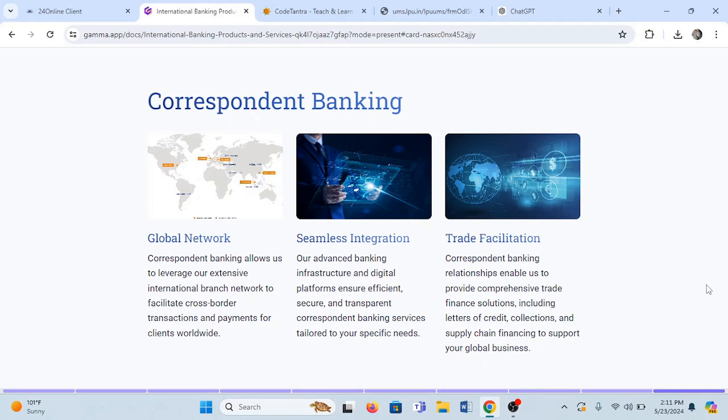Now, finally, we are coming to a topic called correspondent banking. Correspondent banking. In our last lecture, also we had a discussion on it. Now, this banking is where you are actually facilitated by some of the middlemen, some of the banks who have their presence in those countries where you need to get something done. So instead of going directly on your own, you can ask some of your intermediaries or facilitators. Now you see this is where correspondent banking will help you a lot. Correspondent banking allows us to leverage our extensive international branch network to facilitate cross-border transactions and payments.